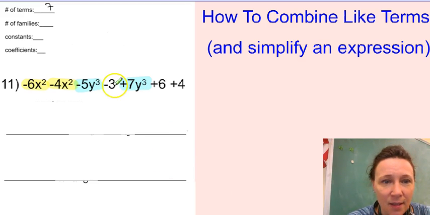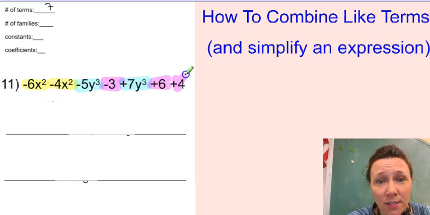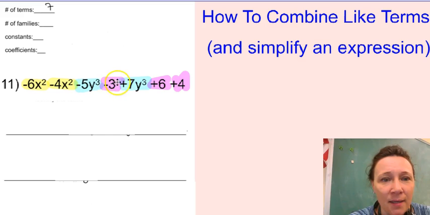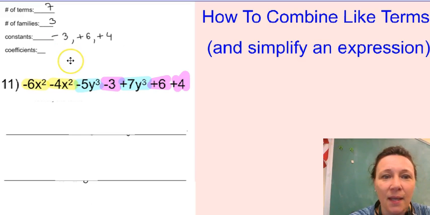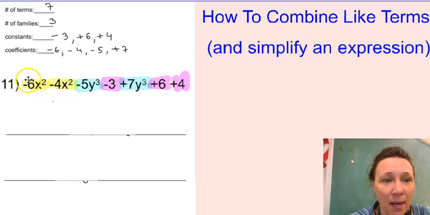You notice that the only 3 terms that are left have no variable attached to them. We call such elements constants. And so now we can clarify that there are 3 different families and list every constant, which is in pink: the positive 4, positive 6, and negative 3. It's very important for us to identify coefficients of our like terms as well, because that's what we will be using to combine them. And they would be minus 6, minus 4, minus 5, positive 7.